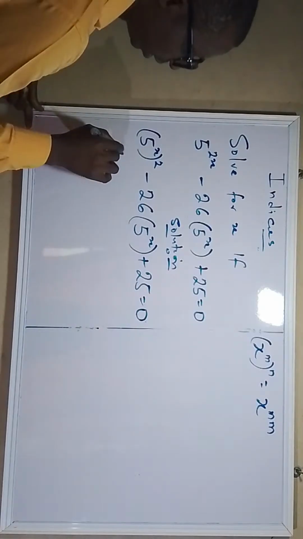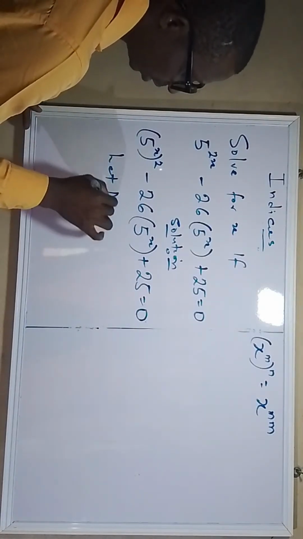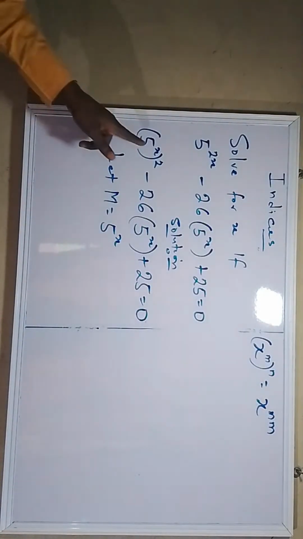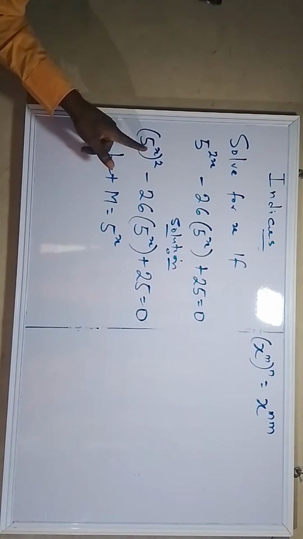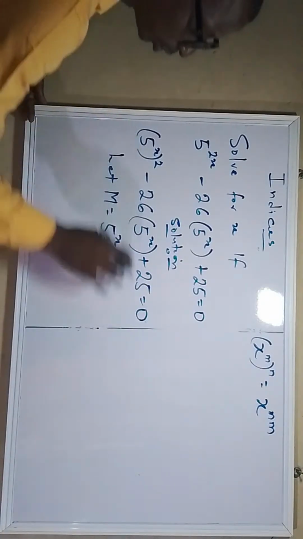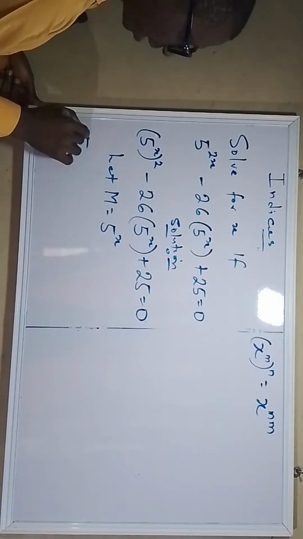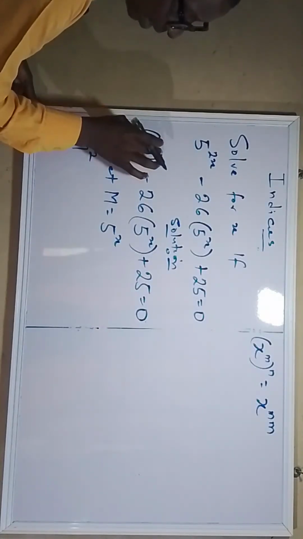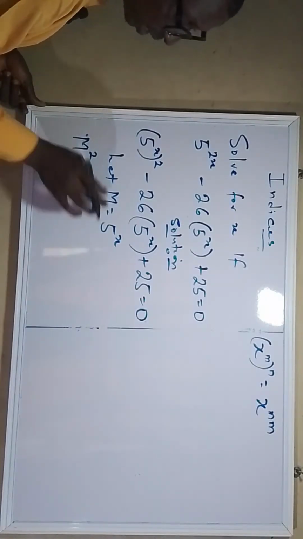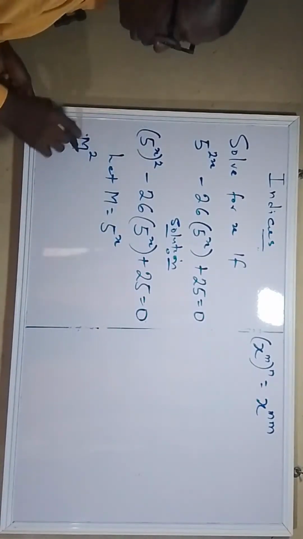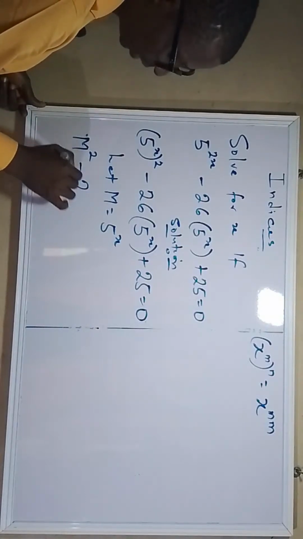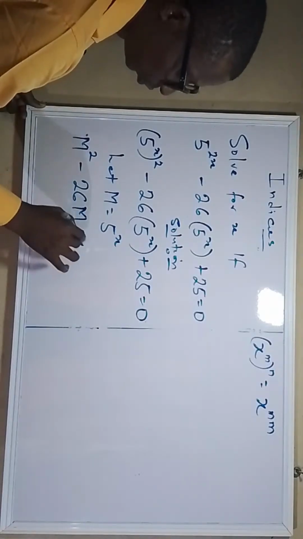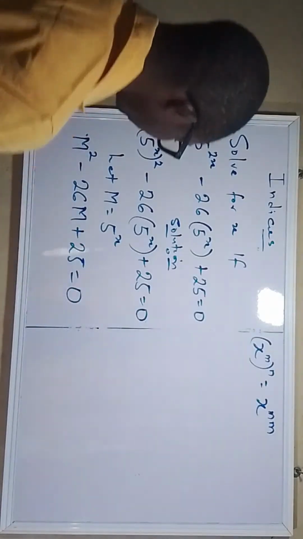So you say let n be equal to 5 raised to the power of x. Since you have expressed this in terms of 5 raised to the power of x, you can substitute it now. So this equation turns to n raised to the power of 2, because this is now n. Wherever I see 5 raised to the power of x, I put n there. So n raised to the power of 2 minus 26n plus 25 equals 0.